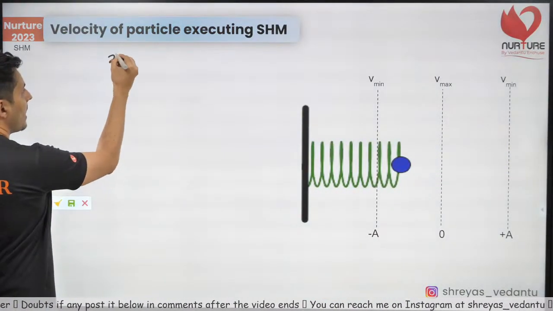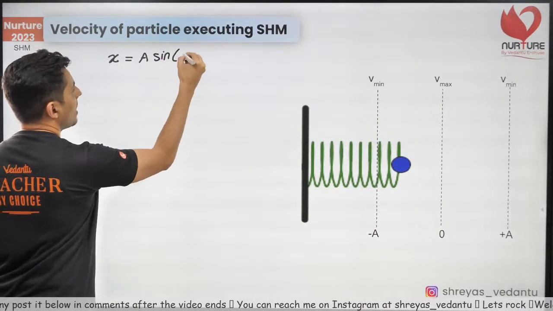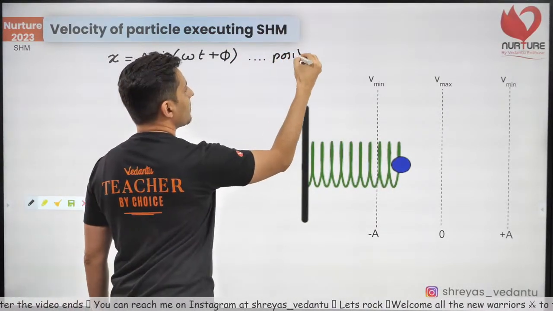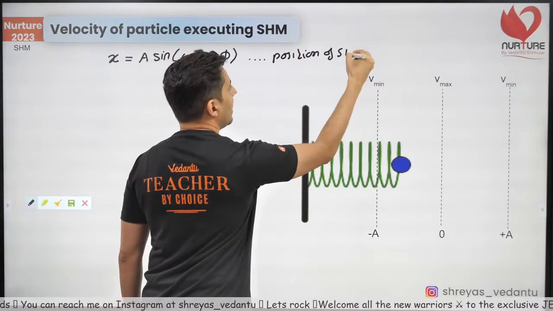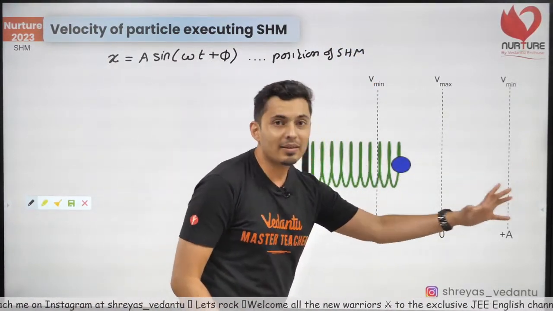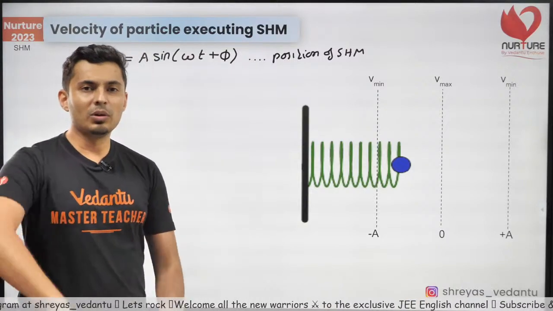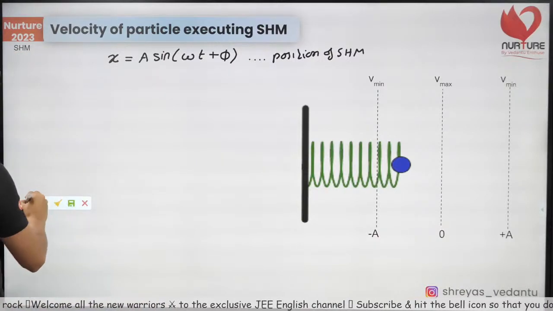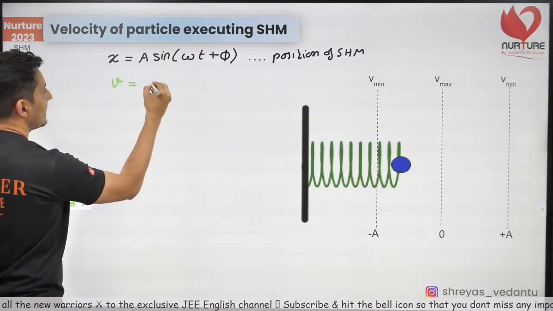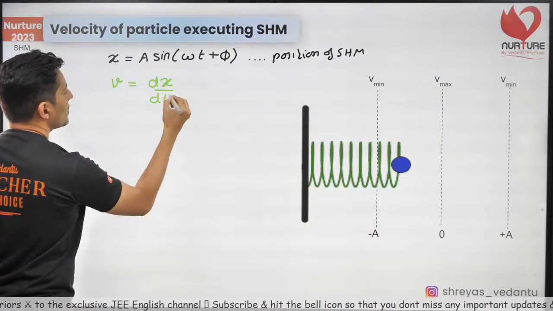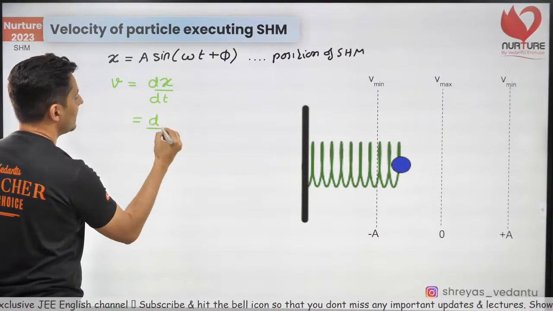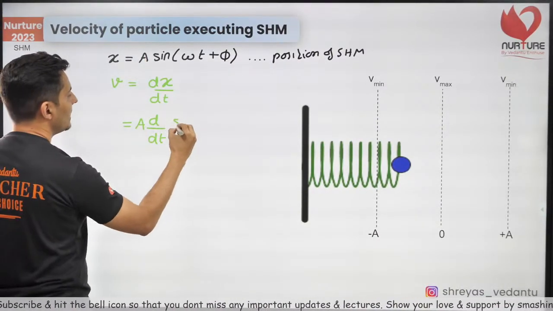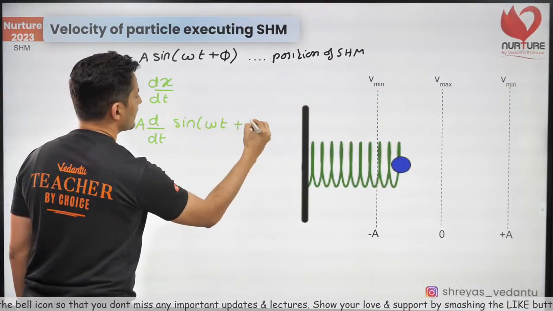If I tell you x is equal to a sin(omega t plus phi), this is nothing but the position of that simple harmonic motion. How will the velocity look? Everybody knows from the first chapter, 1D kinematics, velocity is the derivative of position. So velocity is nothing but dx by dt. This a is a constant, so I can just bring it outside, derivative of sin(omega t plus phi).